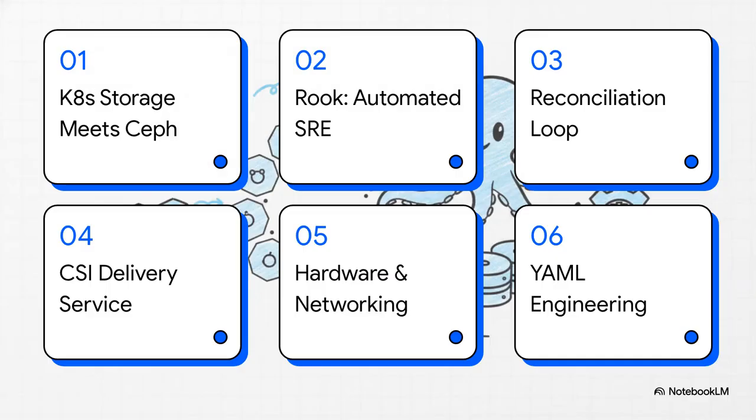Let's jump right into the roadmap for this explainer. We're looking at Kubernetes storage meeting Ceph, Rook acting as your automated SRE, the reconciliation control loop, a handy CSI delivery service analogy, hardware discovery and networking, and finally some real-world production-grade YAML engineering.